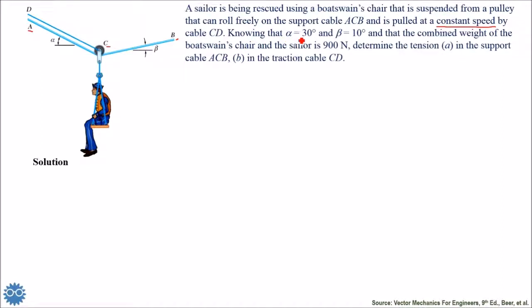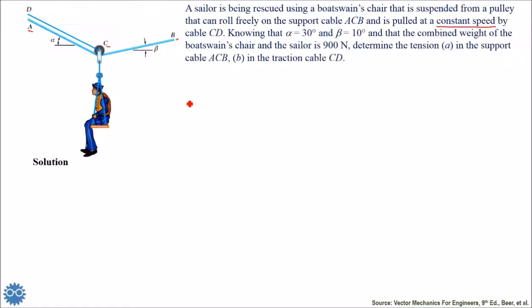Knowing that alpha is equal to 30 degrees and beta equals 10 degrees, and the combined weight of the boatswain's chair and the sailor is 900 newtons, determine the tension A in the support cable ACB, thick one, and B in the traction cable CD.